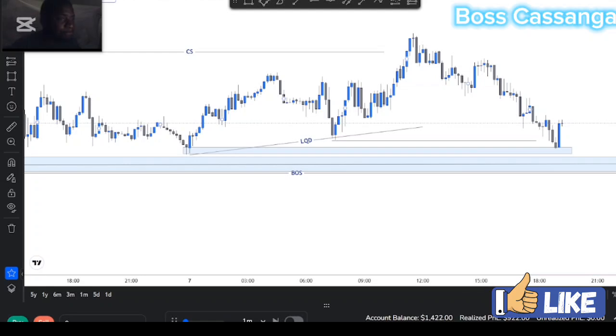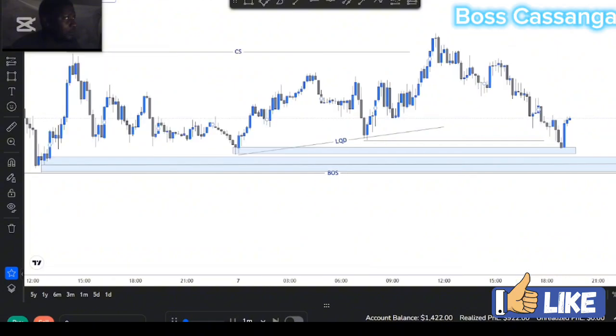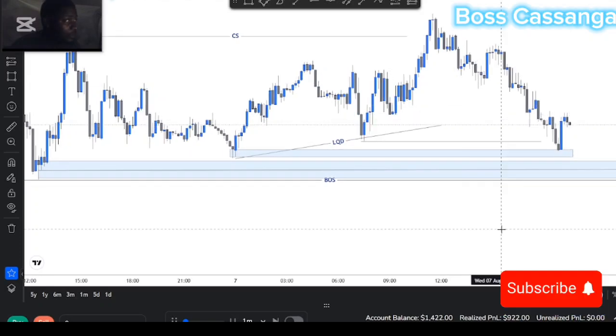By the way, this is GBP USD that I'm backtesting. Gold destroyed me. Gold always destroys my account. I hate trading gold. I love trading gold on a demo. I hate trading gold on a live account.